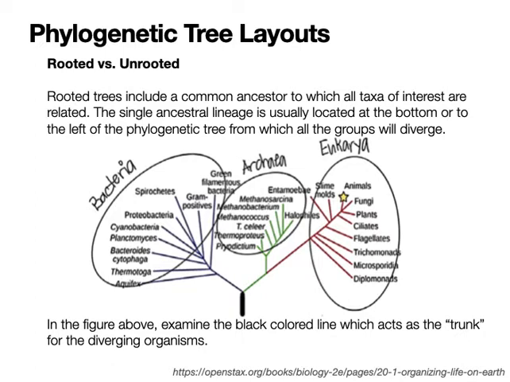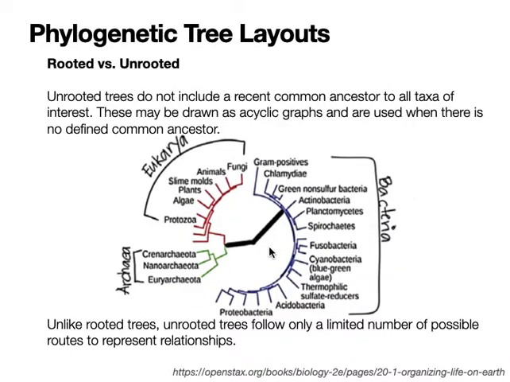So kapag rooted, ang pinapakita lang dito ay meron siyang common ancestor. So ito yung heavy black line at the bottom of this tree, which goes to show na si bacteria, archaea, and eukaryotic organisms originated from a common descent. So ganun na yung pinapakita niya. Okay? While si unrooted naman, it does not include a recent common ancestor to all taxa. So usually, it's drawn in a cyclic graph and used when there is no defined common ancestor.